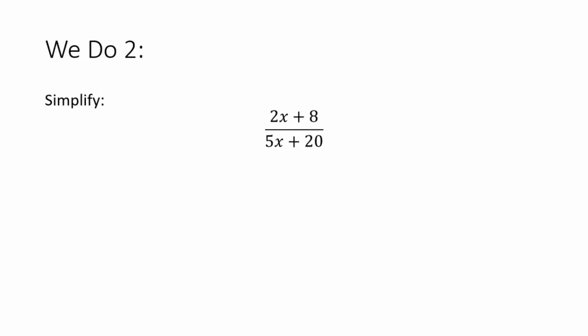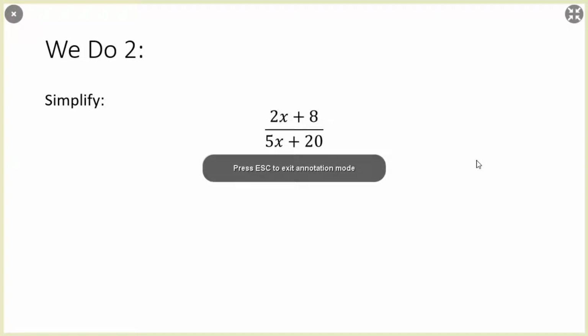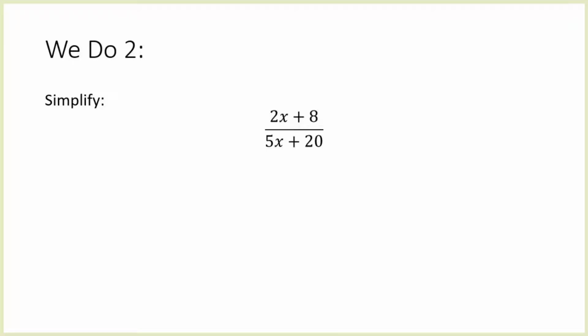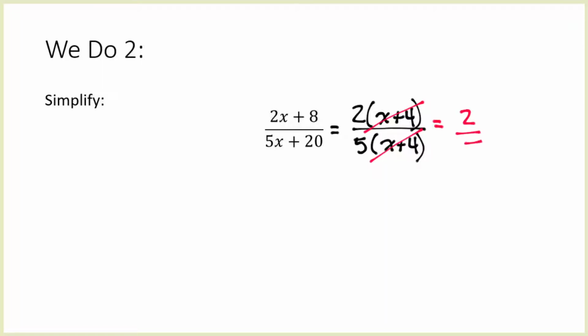So let's look at this one now. This one, I have addition and subtraction in the middle here, so I can't just cancel stuff out. I have to factor it a little bit. So that's what I'm going to do. I'm going to factor everything and then see what I can take out. Looks like I can take a 2 out of the top here, and that'll be x plus 4. Looks like I can take a 5 out of the bottom here, and that'll be x plus 4. And the x plus 4's will cancel, and I'll be left with 2/5.